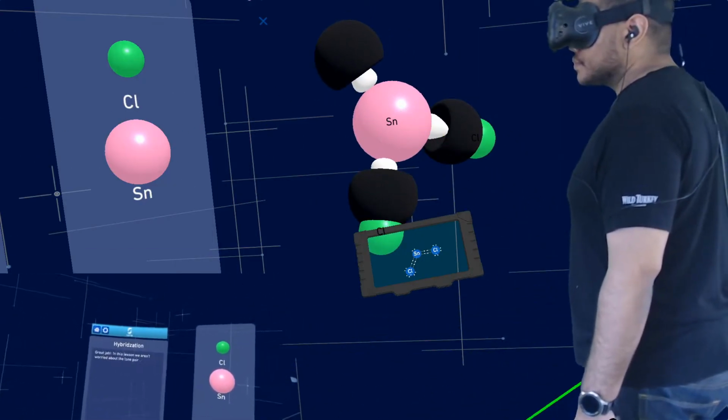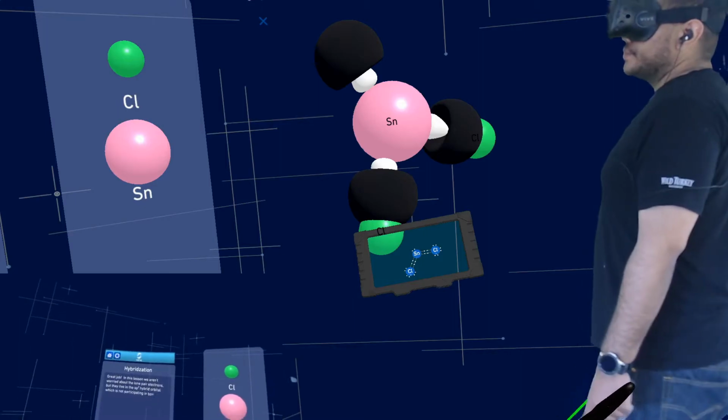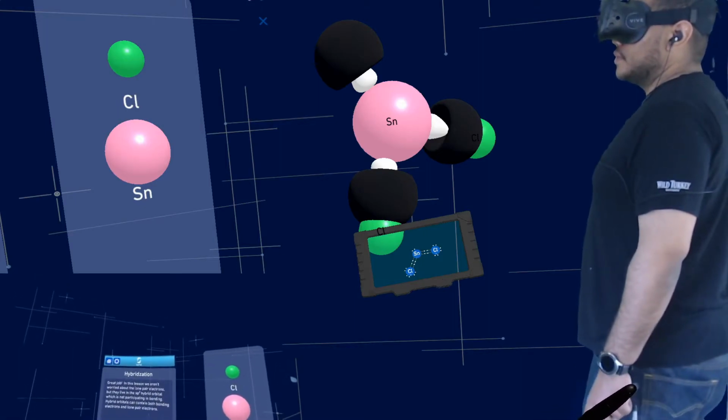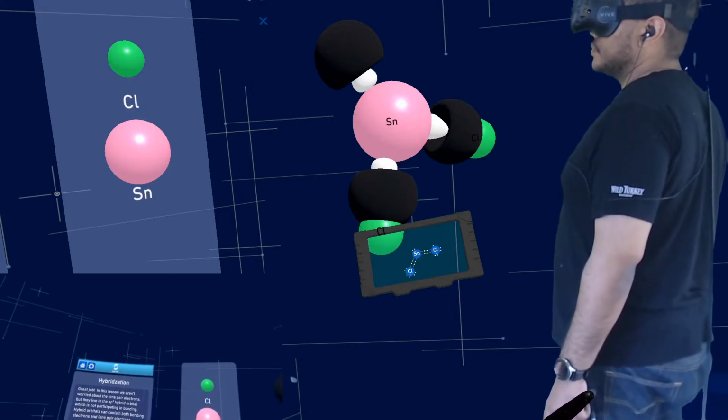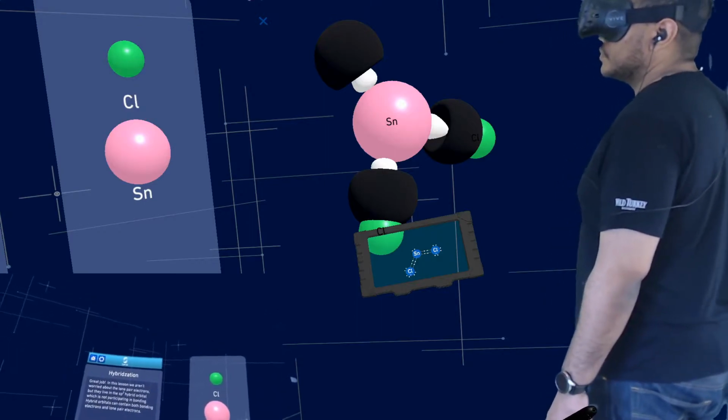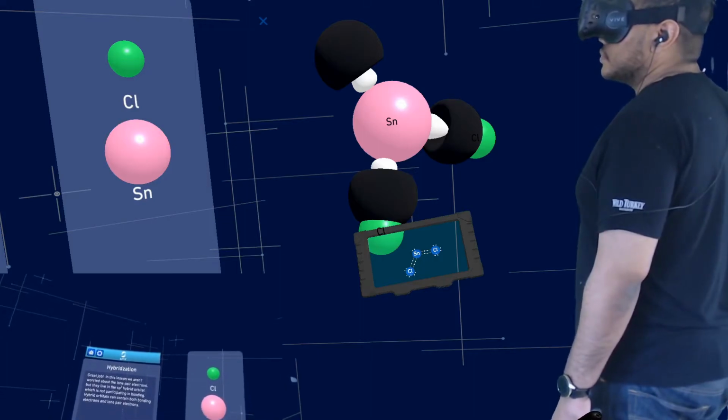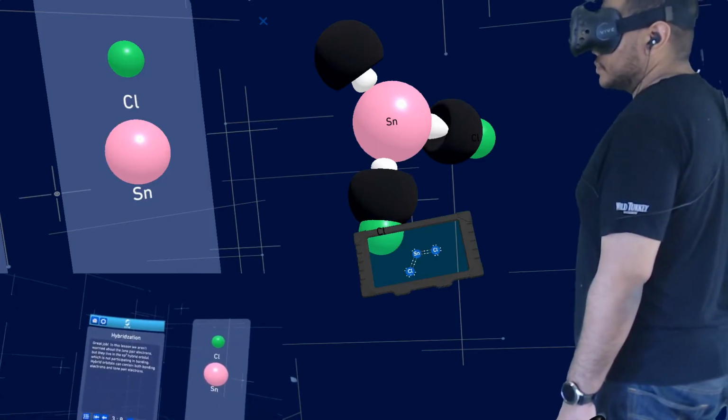Great job! In this lesson, we aren't worried about the lone pair electrons, but they live in the sp2 hybrid orbital, which is not participating in bonding. Hybrid orbitals can contain both bonding electrons and lone pair electrons.